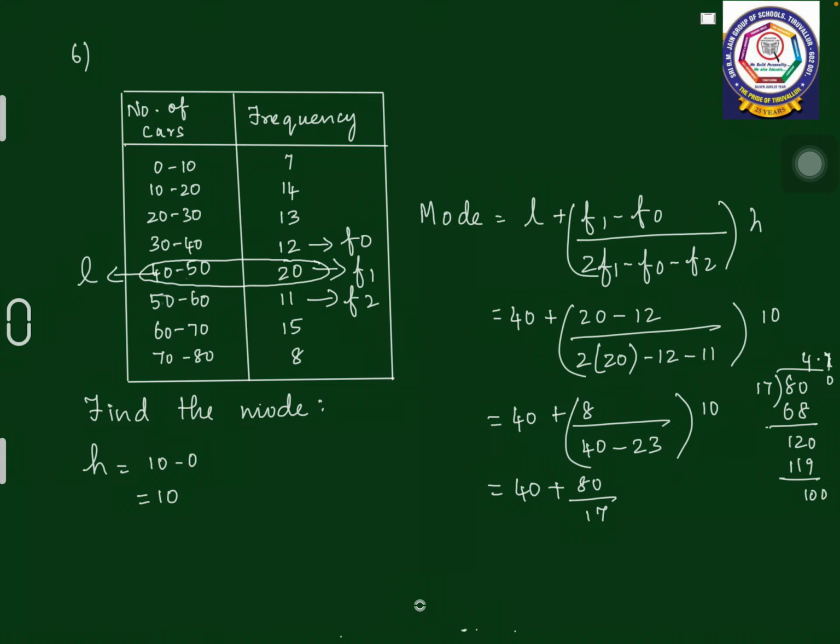Then you can add a 0. 17 fives are 85 and it keeps going. So you get 4.705 and so on. It can be written as 4.71 up to 2 decimal places. So 40 plus 4.71 will give you 44.71 cars, or you can take 44.7 cars. So this is how you find the mode of grouped data. Hope it's clear, children.